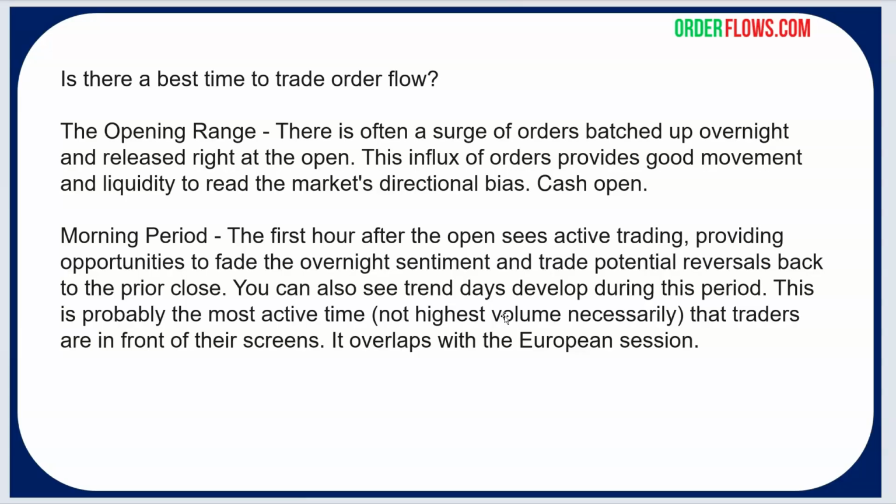You have your opening range, right? And during that opening range, there's a surge of orders, batched up from overnight, then released right at the open, right? This influx of orders can provide good movement and liquidity to read the market's directional bias. This is what I refer to basically as the cash open. And however long you want to decide, there's opening range. It could be the first minute, it could be the first 5 minutes, the initial balance, the first hour. That's a time when you've got a lot of liquidity in the market, and the markets can make directional moves during that time.